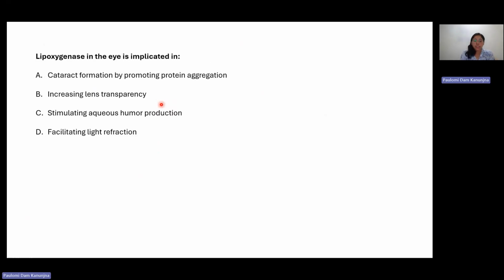Okay, we are about to end it. Just two more questions. The next question is, lipoxygenase in the eye is implicated. Remember, we did lipoxygenase in one of the first few questions, right? If you can remember and recollect what we used it for there, then answer this question here. Look at the options and try to remember where we read about lipoxygenase.